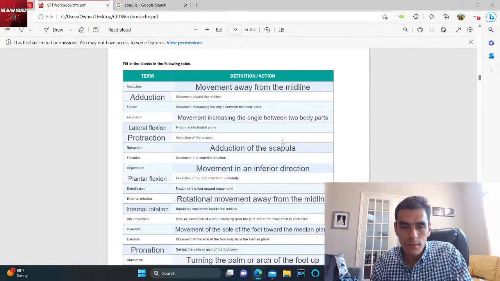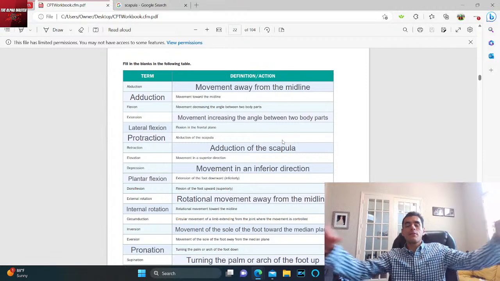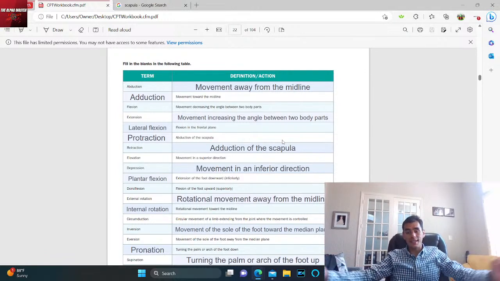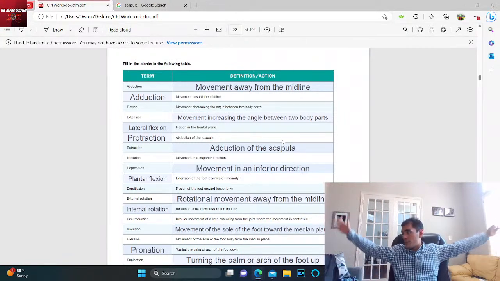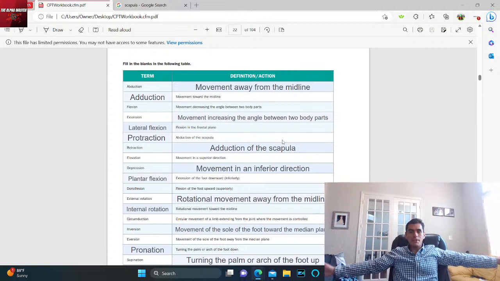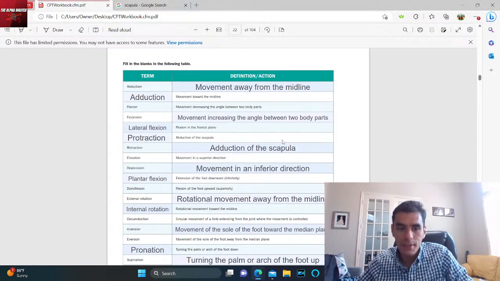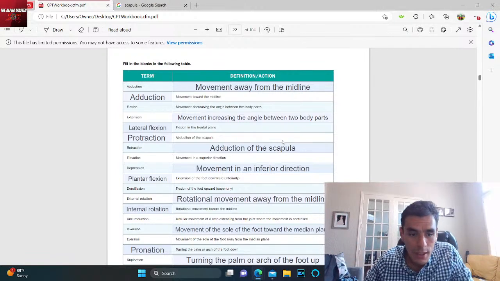Now, external rotation is going to be rotational movement away from the midline. You're rotating away from the midline, that's why it's external rotation. And internal rotation, you're rotating toward the midline. This is external rotation right here. Look how my hands are moving away from the midline. And internal rotation, look how my hands are moving toward the midline. External is away from the midline, internal rotation is toward the midline.